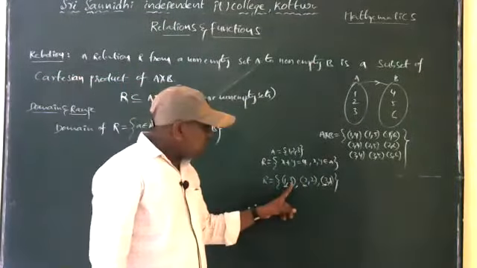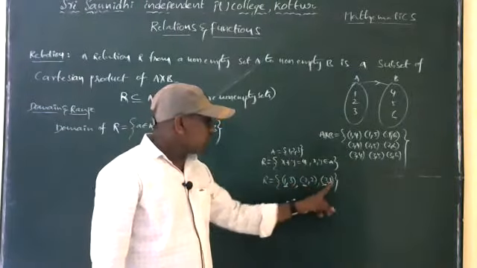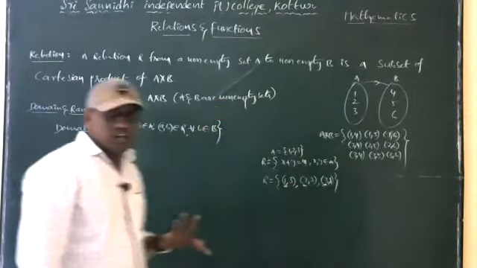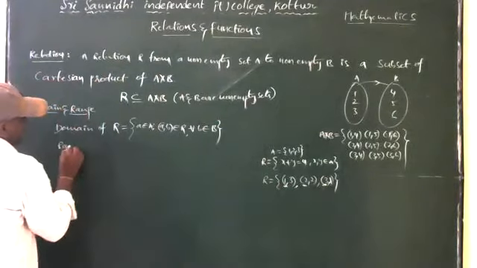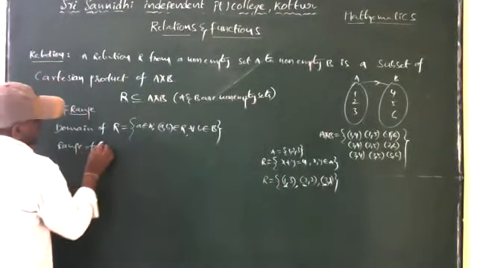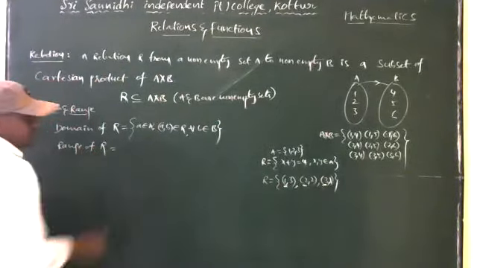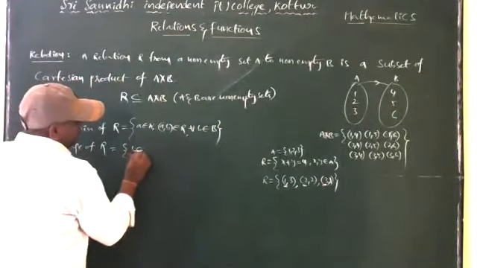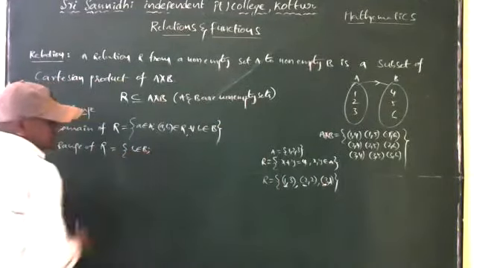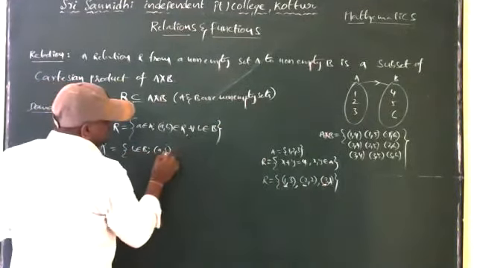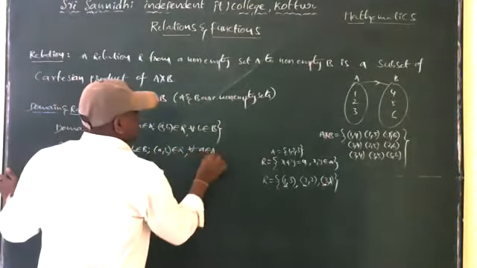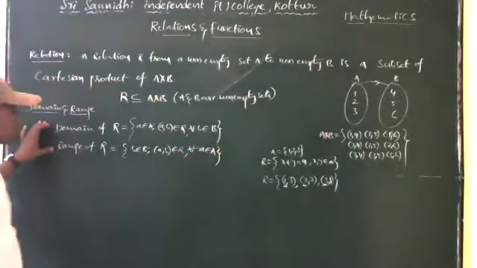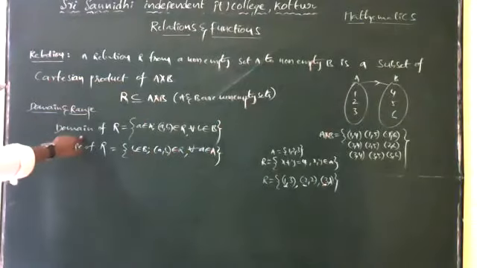Range means all y coordinate values 3, 2, 1. Here also 1, 2, 3 is the range. Right. So here, range of the relation is equal to B, small b belongs to capital B, such that (a, b) belongs to the relation, for all small a belongs to capital A. So these two conditions define the domain of the relation and range of the relation.